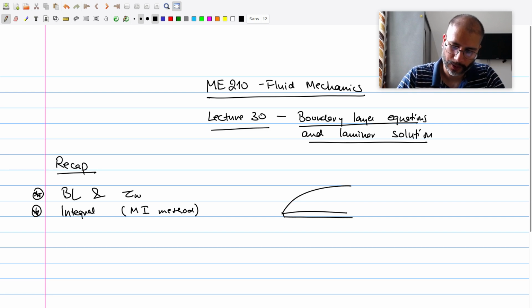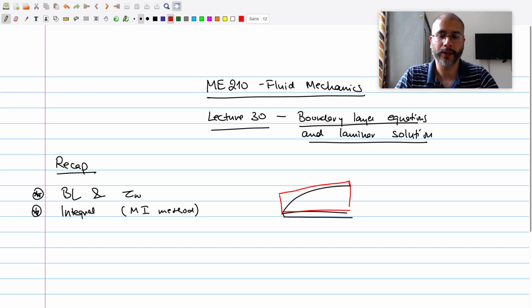Okay, so we use the idea of control volume. So this was our boundary layer. So we used a control volume which looked something like this. And in this control volume, we applied the idea of momentum. We'll apply the Reynolds transport theorem for the momentum as the extensive property.